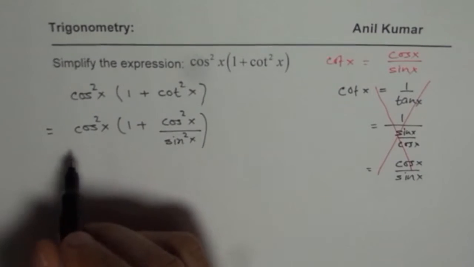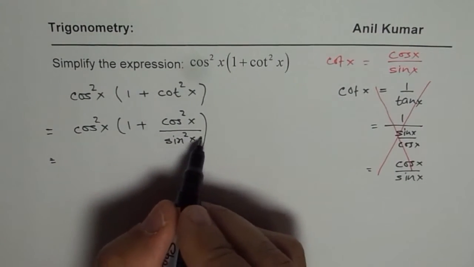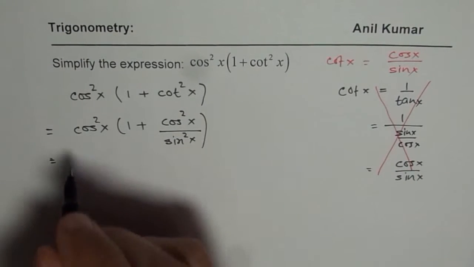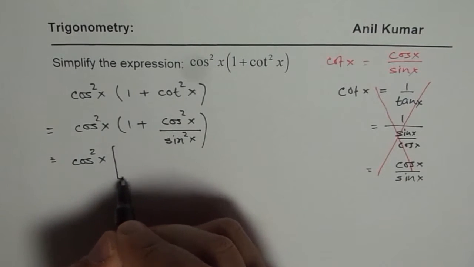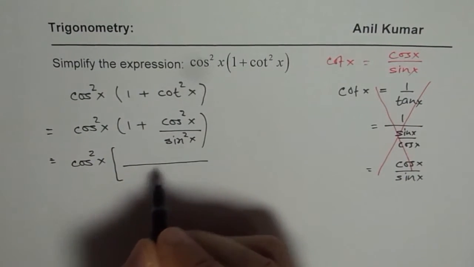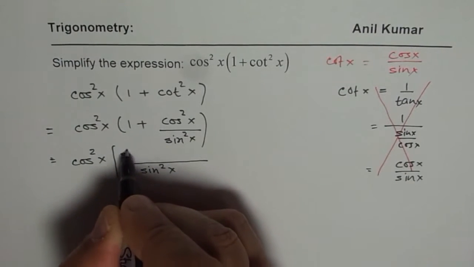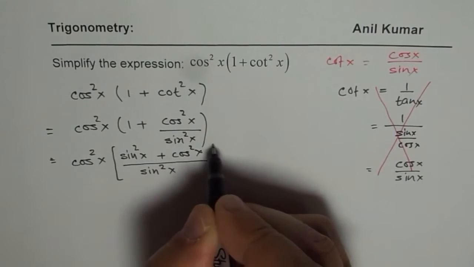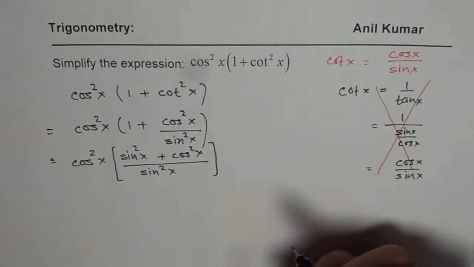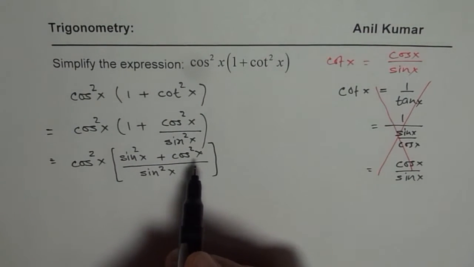Okay. We could write this as equal to. We will simplify the things in the bracket first. So what we have here is cos square x, and within the bracket we'll take a common denominator of sine square x, so we have sine square x plus cos square x over sine square x, correct? Now this is a very tricky part. What is sine square x plus cos square x? Sine square x plus cos square x is 1.